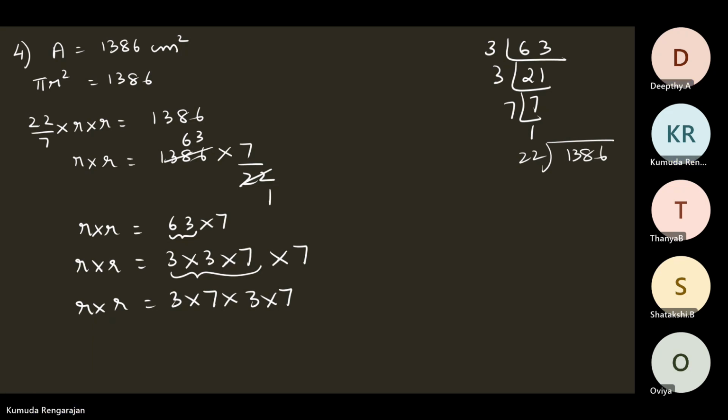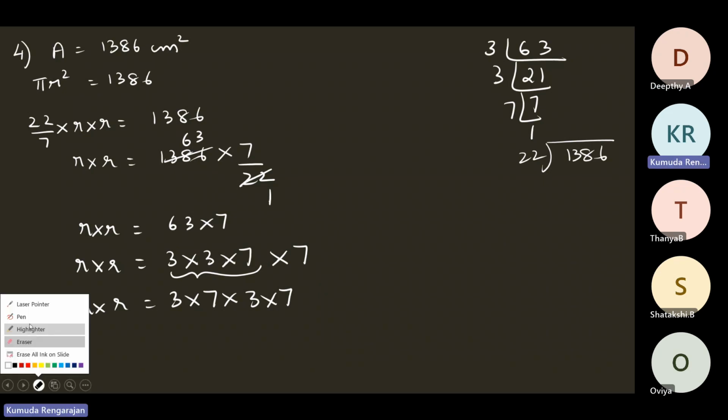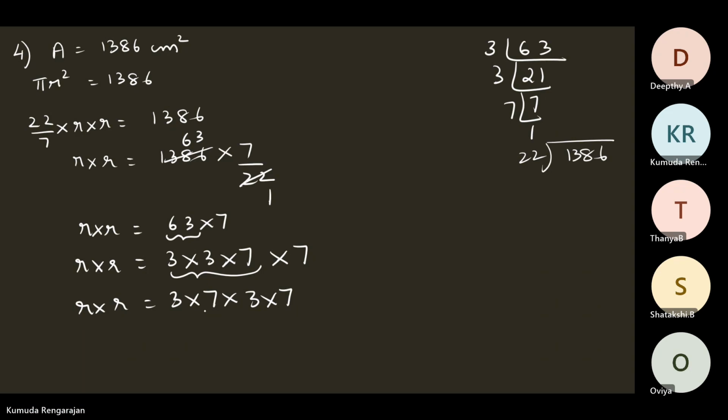So don't multiply. Break down 63 as a product of its factors, like what we've done here, 3 into 3 into 7. Then multiply 3 and 7 and pair it like this, 3 into 7, 3 into 7. Is this understood? Yes, ma'am. So R into R is 21 into 21, okay?